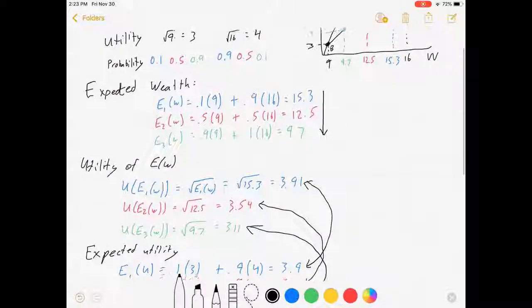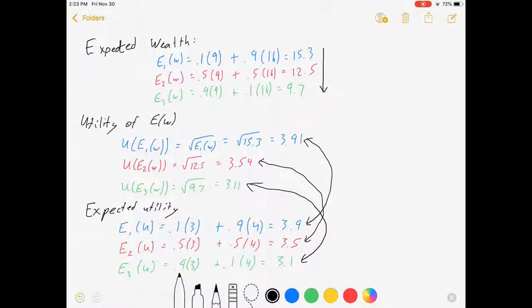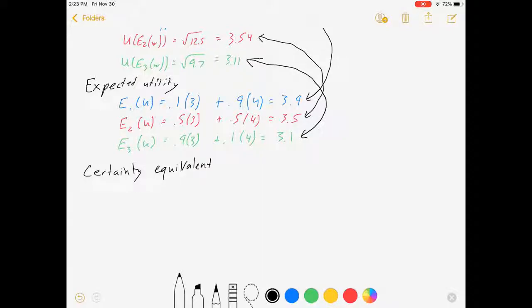The level of wealth that will give us the same certain utility as the expected utility. So we've already got our expected utilities. If I want to get my certainty equivalent for distribution 1, I'm going to be looking for some W such that the square root of W is equal to the expected utility under that distribution.